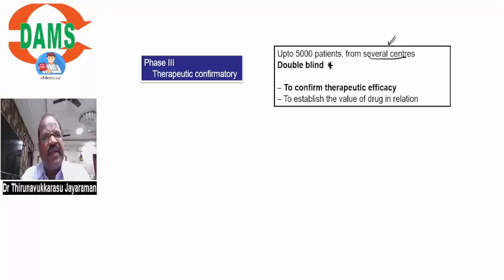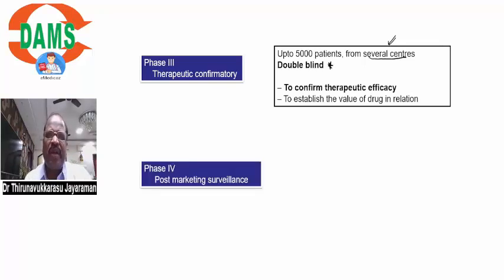After sending the letter, they will go through the application. If they are satisfied, they will approve the drug. Once a drug is approved, we will market it. Even after marketing, we do a study. That's called post-marketing study, also called phase 4 trial.